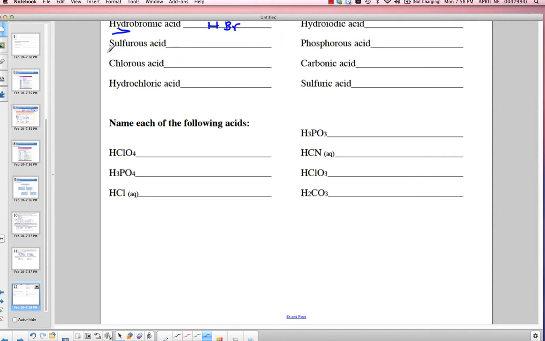Okay, sulfurous, well, we know that this is sulfite. Okay, so that must mean ite goes to ous. So this is what we would have here. Okay, let's look at here. Hydroiodic acid. Well, that's simple. So it's just H. This would have been the iodic, iodine switches to iodic. Okay, so give these a try. Use your periodic table on the back.